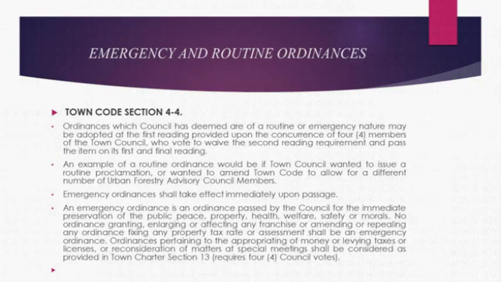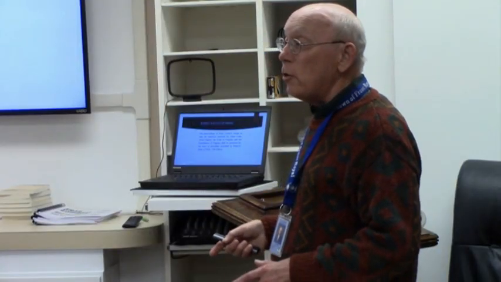The exception to that is emergency ordinances can be adopted at the first reading if four members concur. And an emergency ordinance is one that's required for the immediate preservation of the public peace, property, health, welfare, safety, or morals. If it's a snow emergency, flood emergency, or something, and the town council has to change the town code or do something that's got to be done right now, and you don't have time to go through two readings and all that stuff, you can do it right now. And emergency ordinances take effect immediately.